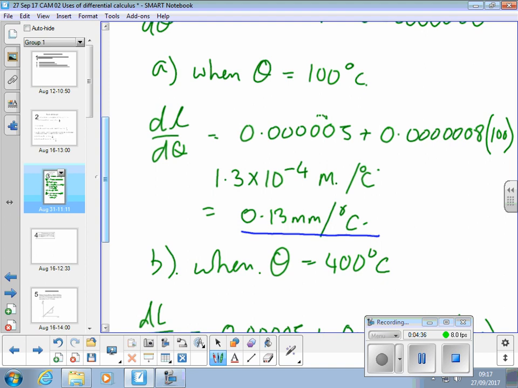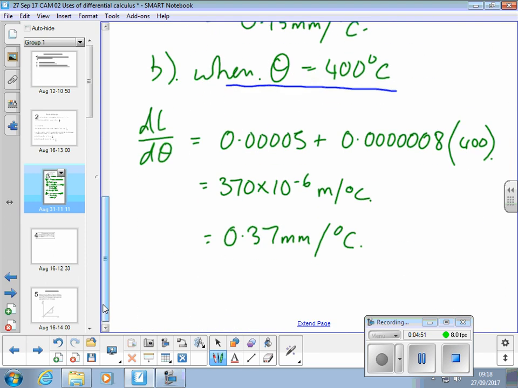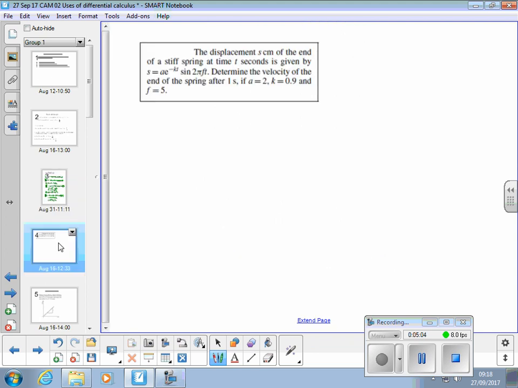So this is the result in meters. Then we move the decimal place 3 places to the left, or take 3 off the index, to get it into millimeters. And then when 400 degrees C, we get a faster rate of change of length of 0.37 millimeters per degree C. Yep. All happy with that? Have a go at the next one.